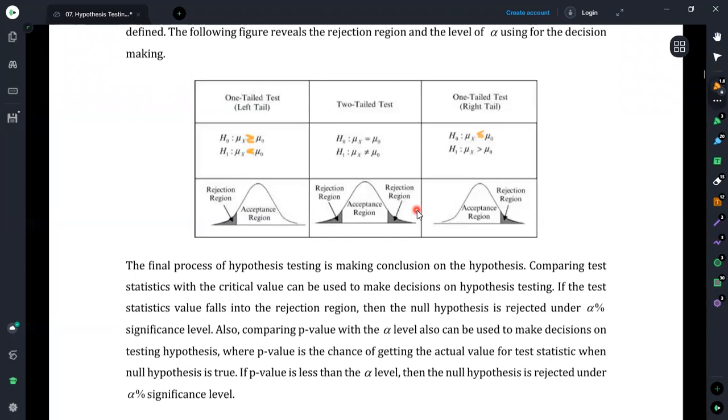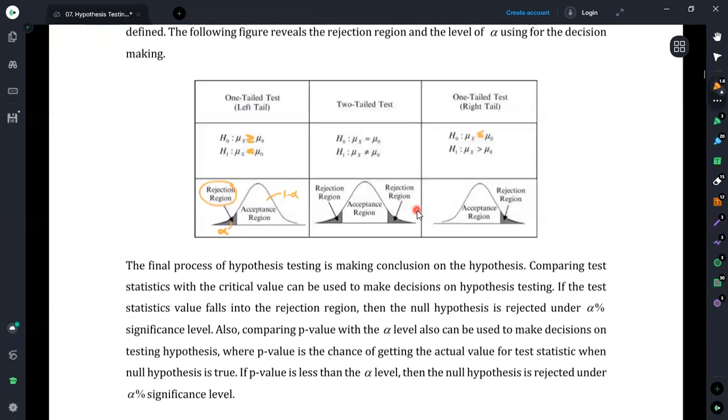Therefore, the most left side of this distribution would have the rejection region. If our value falls into this region, then this would be considered as a rejected hypothesis. Then the region area can be named as alpha since it is the significance level, and the acceptance region would be 1 minus alpha. It is for the left-tailed test.